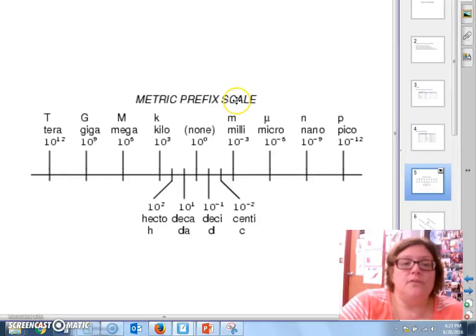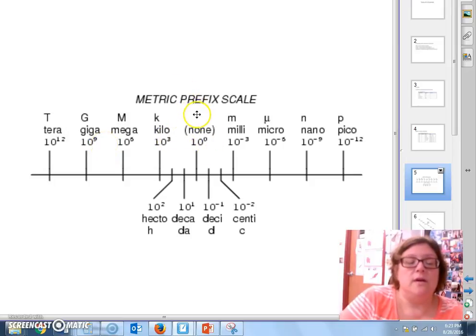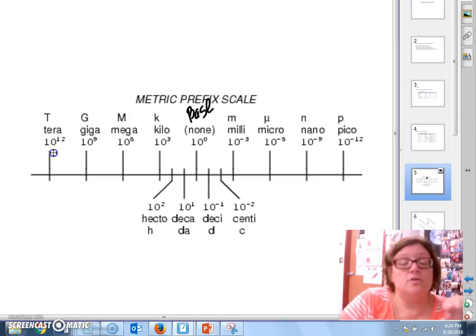Now, if we put this scale out here, we can see the common ones that are all separated by 1,000. This is our base unit. 1,000 times bigger is the kilo. 1,000 times that is mega. Then we get to giga, tera. You guys have heard those prefixes.